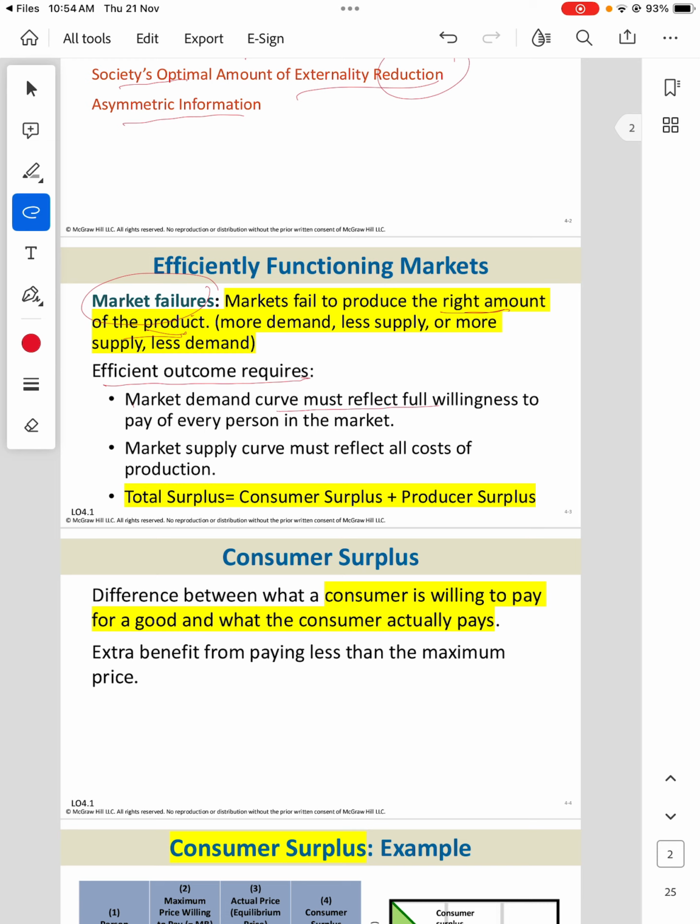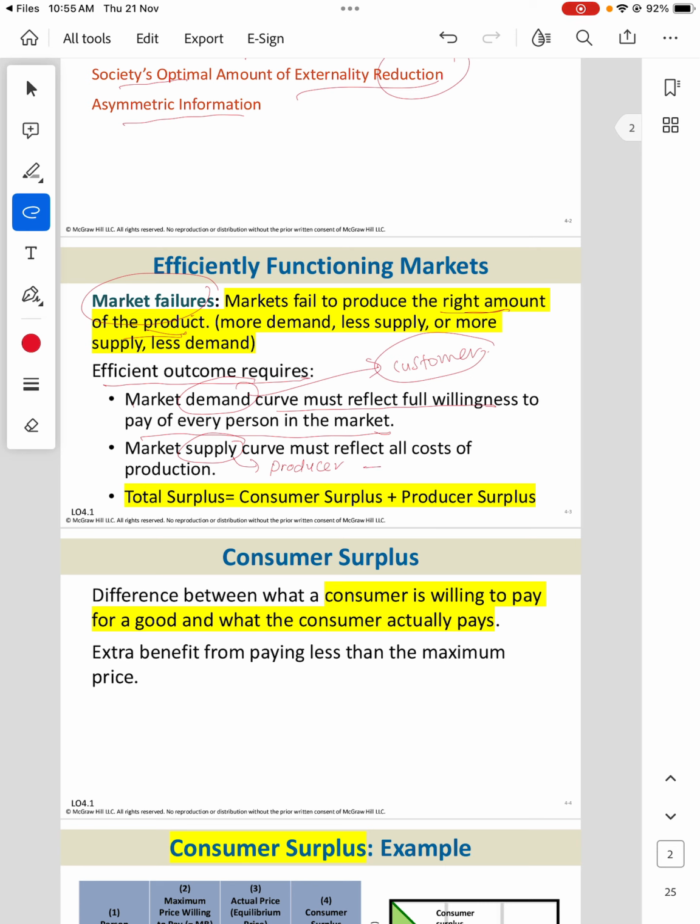The market demand curve must reflect the full willingness to pay of every person in the market. Remember, market demand is always correlated with the customers. So we need to know how much price of a product customers are willing to pay in order to correct this market failure. And the second is supply. Supply is related to the producer, meaning the minimum price that can be set by the producer in order to produce a product.